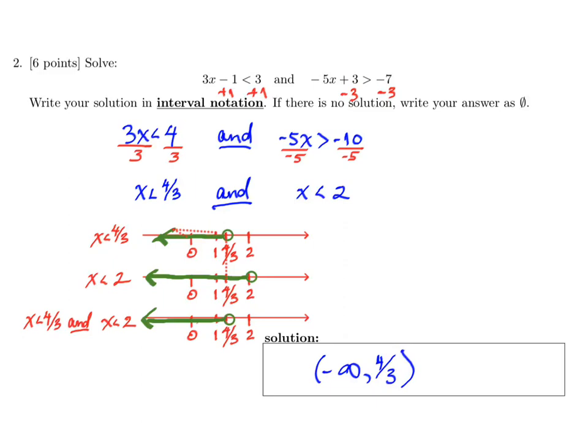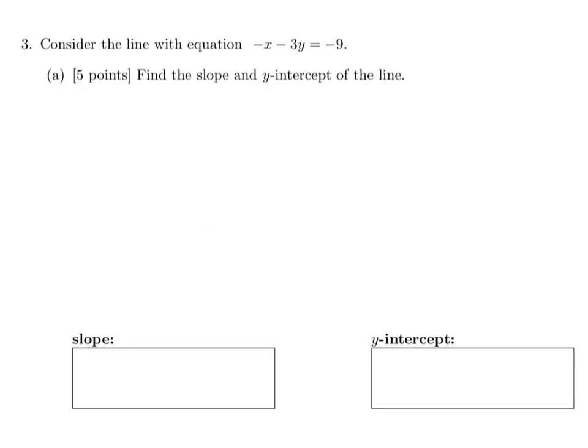All right, let's look at number 3. So number 3 has 2 parts. We're going to find the slope and the y-intercept of the line whose equation is negative x minus 3y equals negative 9. That's part A. And then in part B, we're going to graph the line.